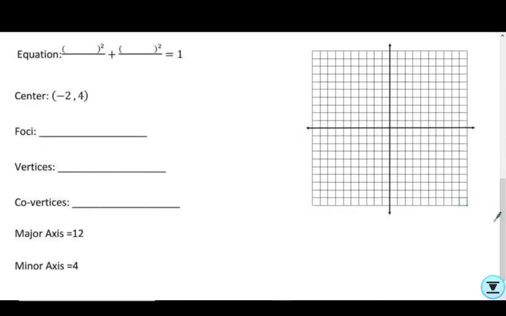In this one, they gave us our center. So we already know what h is and we know what k is. h is negative 2 and k is 4. They didn't give us our foci, or vertices, or co-vertices. They gave us our major axis and our minor axis. Our major axis is going to be 12, and our minor axis is 4.